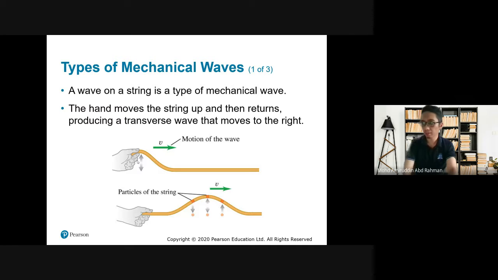The hand moves the string up and then returns, producing a transverse wave that moves to the right. When the string is held over here and we push up and down, you see that motion going in the right direction, meaning of course it has a speed to the right. And you see that the particles of the string move up and down following our hand motion.